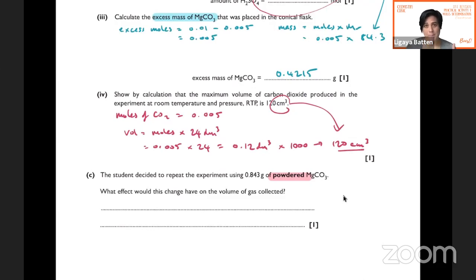Okay, so you may remember that powdering a solid will increase its surface area, which will increase the rate of a reaction. However, if we're using the same amount in moles or mass of that substance, then the overall amount of product produced will end up being the same. By powdering it, we're not giving the reaction more of the reactant. We're just making the reaction happen faster by increasing the surface area. So the effect on the volume of gas will be none, or no effect, because powdering won't affect the volume of gas, it will just affect the rate.